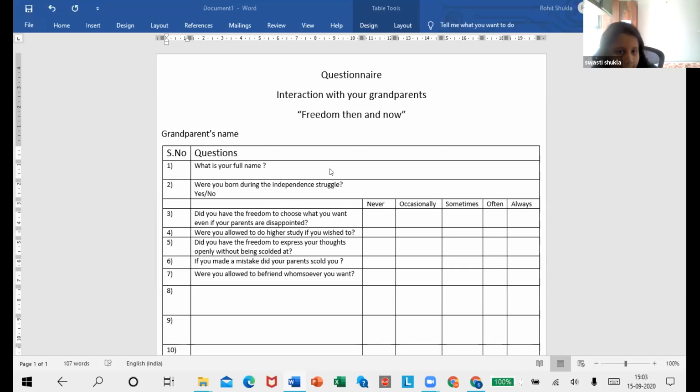Question number 1. What is your full name? I don't know my grandparents' full names at all. That's why I have asked. Okay. But you need to fill it up. Were they born during the independence struggle? Yes or no? Okay. Did you have the freedom to choose what you want, even if your parents are disappointed? I didn't finish the whole question. I was in kind of a hurry. Okay. But I want you to fully write it with your choice. Oh, okay. Very good. Dhye, I'm coming back to you.